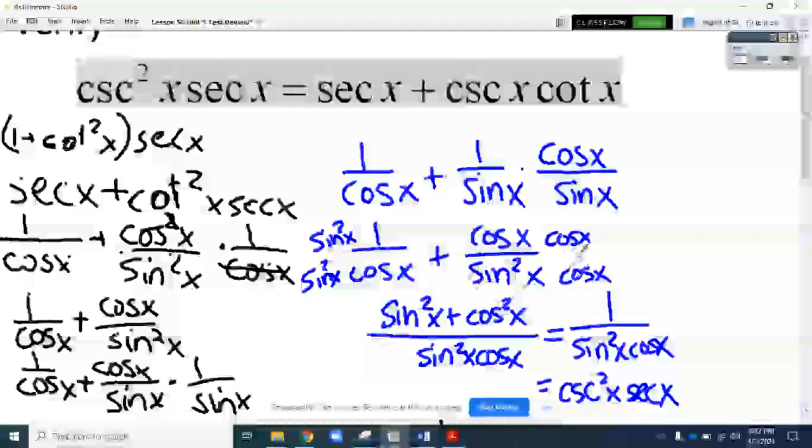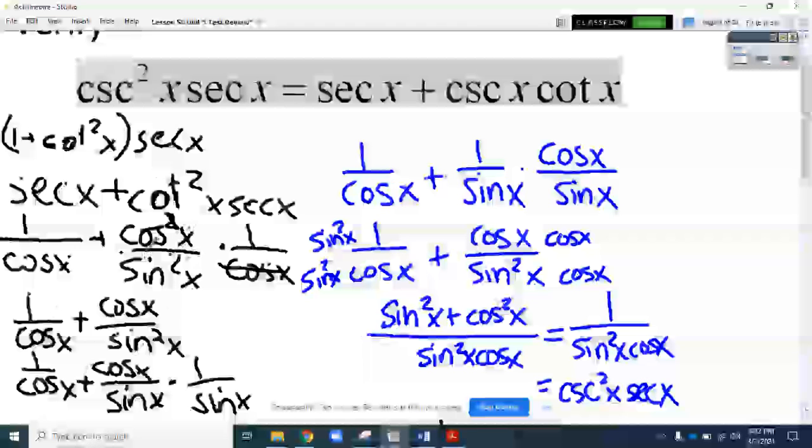But to add, we need a common denominator. So we give the first fraction a sine squared in the top and bottom, second fraction a cosine in the top and bottom. Then what do we have? We have sine squared plus cosine squared over sine squared times cosine. Sine squared plus cosine squared is 1. 1 over sine squared is our cosecant squared. 1 over cosine is secant.